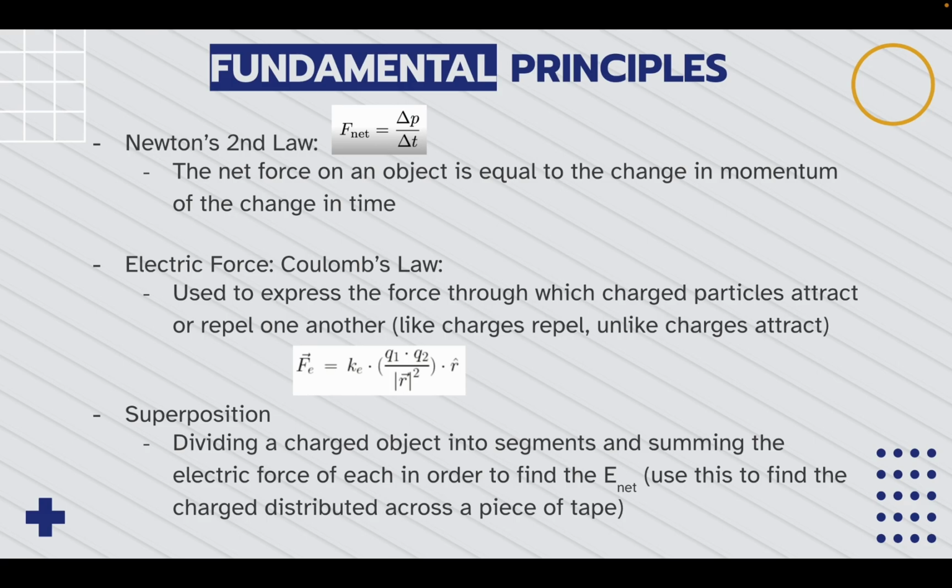Below, we can also see the equation used, which states that the electric force is equal to Coulomb's constant times the product of the charges of the particles divided by the squared distance between the particles, in the direction of r hat. Additionally, we'll be using the concept of superposition, which involves dividing a charged object into segments and summing the electric force of each in order to find the net force. We use this concept to find the charge distributed across a piece of tape.